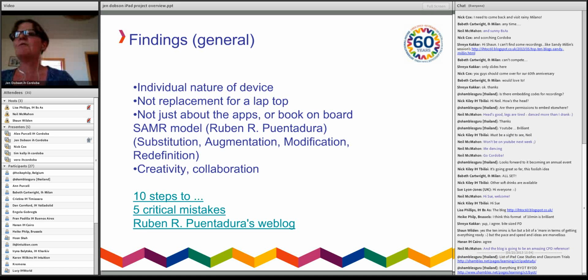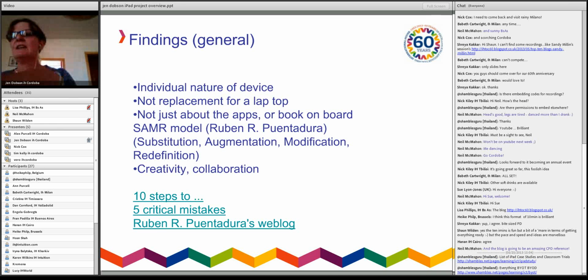Okay. General findings: there are three articles below which explain better, I think, than I probably would, what the iPad is and what it isn't. You'll see on the slide, we found it's very individual, which is why teachers have got their own, basically, because of teachers' notes, etc. It does not substitute a laptop. It's something else in itself.